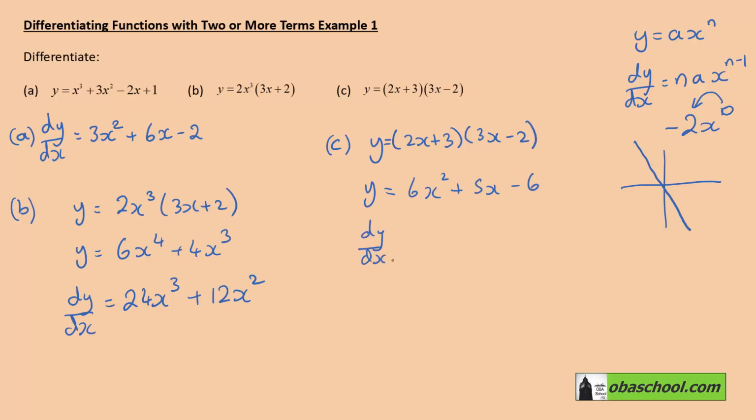So dy dx is going to be 12x, 2 times 6, add 5, and we discussed something similar with this one before. And of course the constant just disappears, just like this one did up here. Let's just explain that. If you have y equals negative 6, that's just a horizontal line, so it's got a gradient of 0. dy dx is the gradient function. Or you can think of negative 6 as being negative 6x to the 0. And of course, when you drop the 0 down to multiply, anything times 0 is 0.